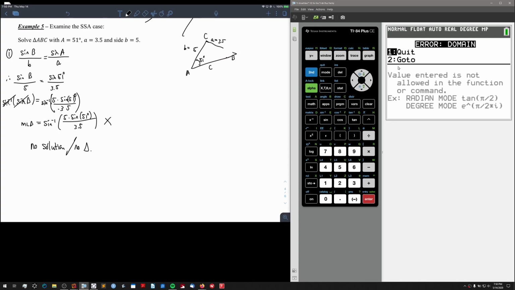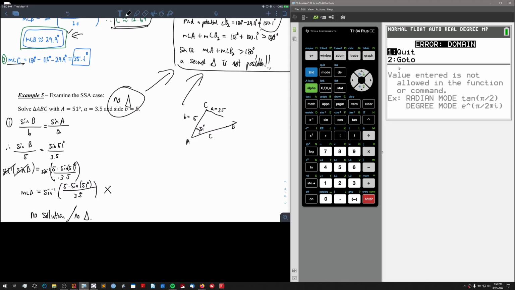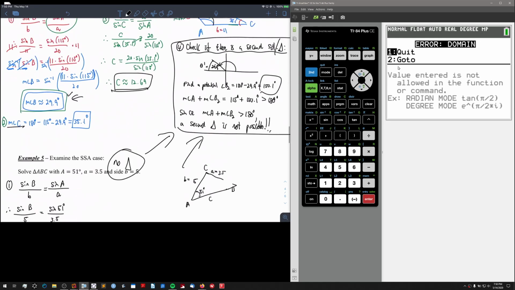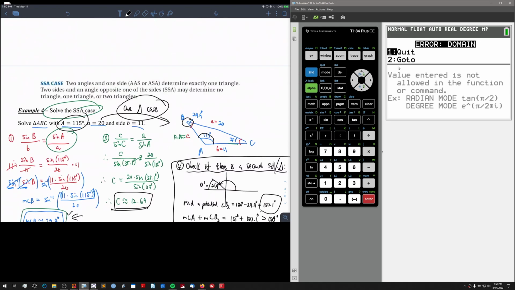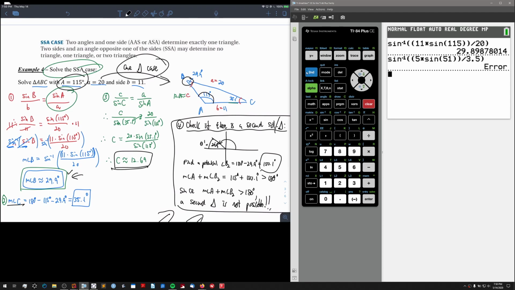I can't make the triangle. This is the case where I'm swinging the thing around and it just doesn't touch the side. Okay, from our little introductory activity. All right, so this is the no triangle case. Okay, the other one was the one triangle case. Yay. All right, so I'm going to go back here, clear, get out of here. All right, so I got error. That means that there's no triangle. Okay.